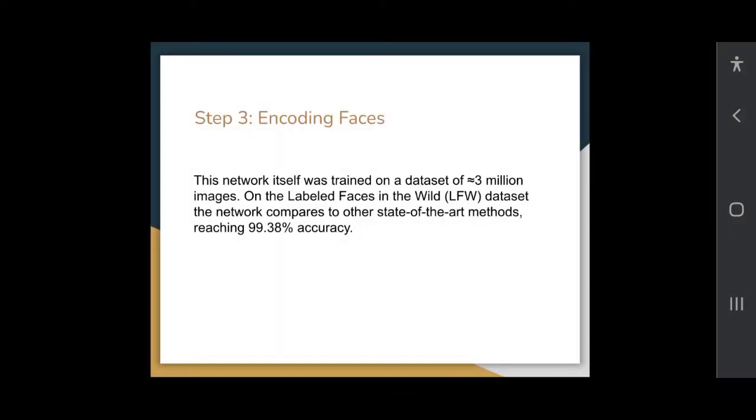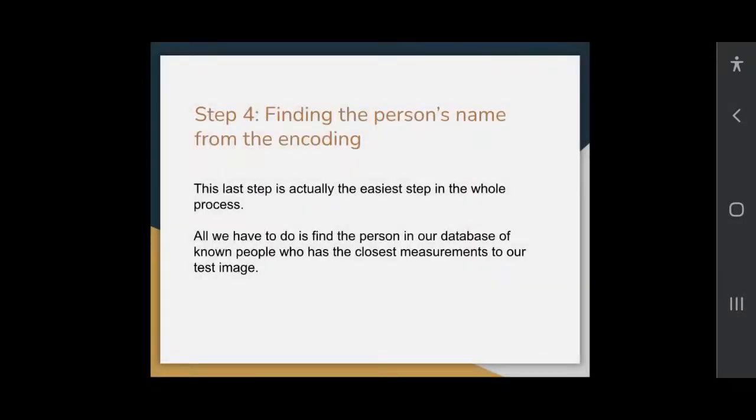This network itself was trained on a dataset of 3 million images, and on the Labeled Faces in the Wild dataset, it has, as mentioned earlier, an accuracy of 99.38%. Step 4 is finding the person's name from the encoding. This is the last step, and it is actually the easiest step in the whole process. All we have to do is find the person in our database of known people who has the closest measurements to our test image.